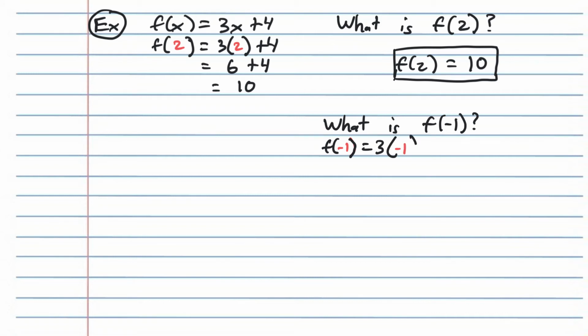And then we do the same thing. Order of operations, the multiplication happens first. So 3 times negative 1, negative 3. Bring down that 4. And negative 3 plus 4 gives you 1. So in other words, we're saying that f of negative 1 is positive 1. But notice that we used the same function for two different questions.